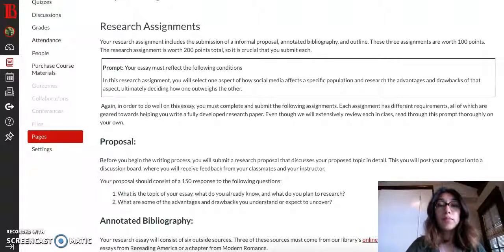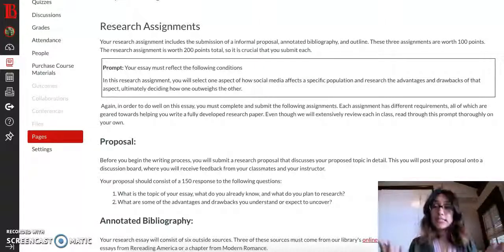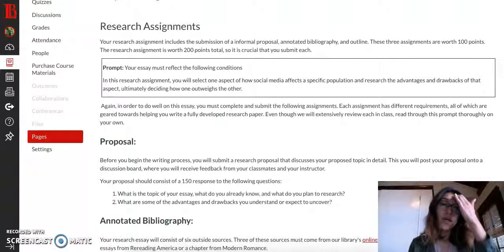Overall, you will be looking at how one aspect of social media affects a specific population. You're going to weigh the advantages and the disadvantages, and then you're going to decide which one outweighs the other. So let's take a little bit of time to look at this in closer detail.